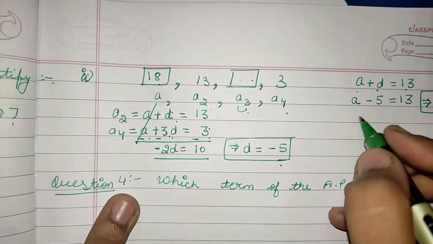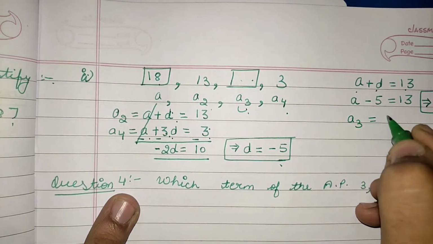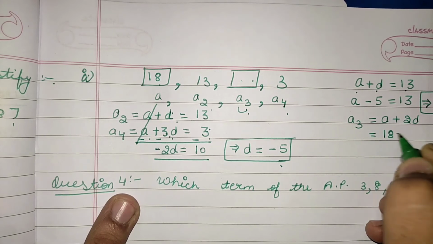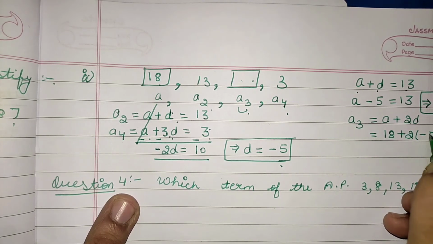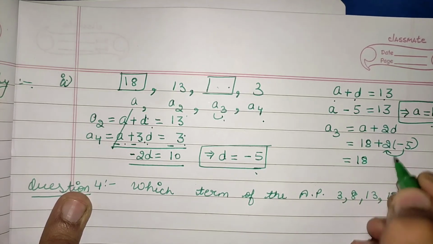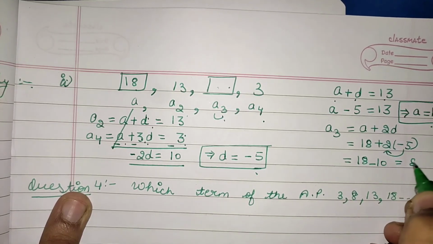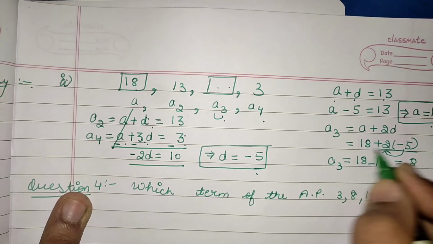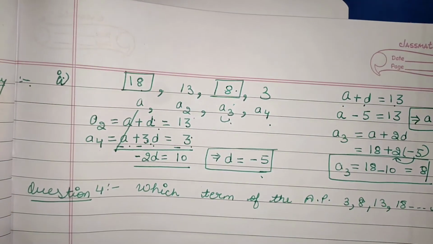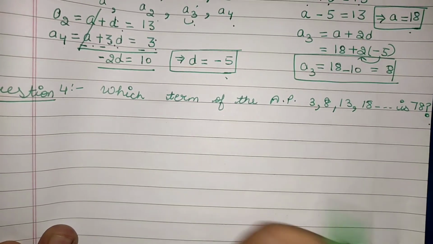And next I have to find the third term. a3 is equal to a plus 2d. a is my 18 plus 2 into d, which is minus 5. So 18 minus 10, I will get my answer as 8. So my a3 will become equal to 8. Okay. Moving to question number 4.